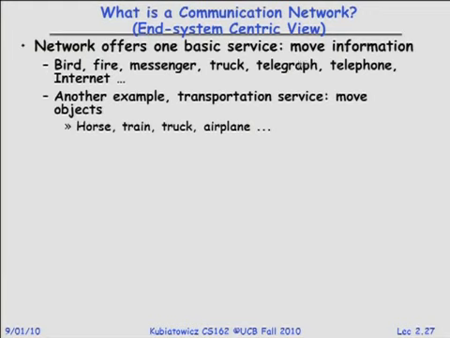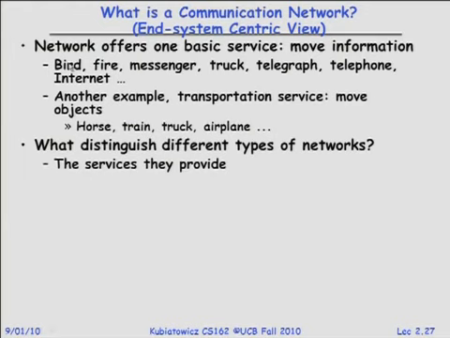Okay? So what distinguishes different types of networks? The services they provide. So, for instance, a bird has this unfortunate property that it doesn't necessarily work all the time. It's a little inconvenient to keep a bunch of them in a cage next to where you're sending messages, right? So what distinguishes the services? Things like latency, bandwidth, loss rate, number of systems you can get to, service interface, reliability, all that sort of stuff.